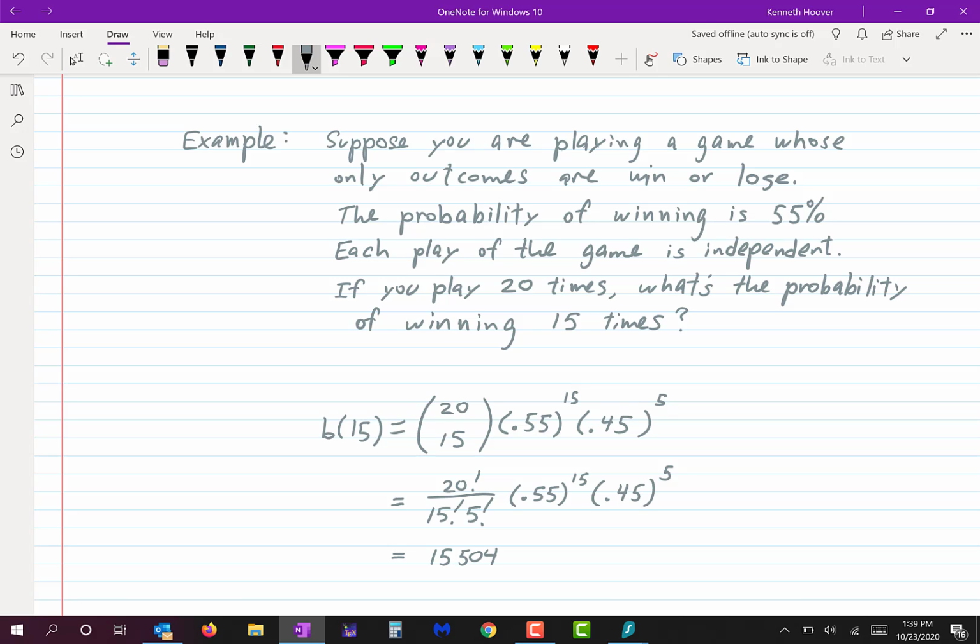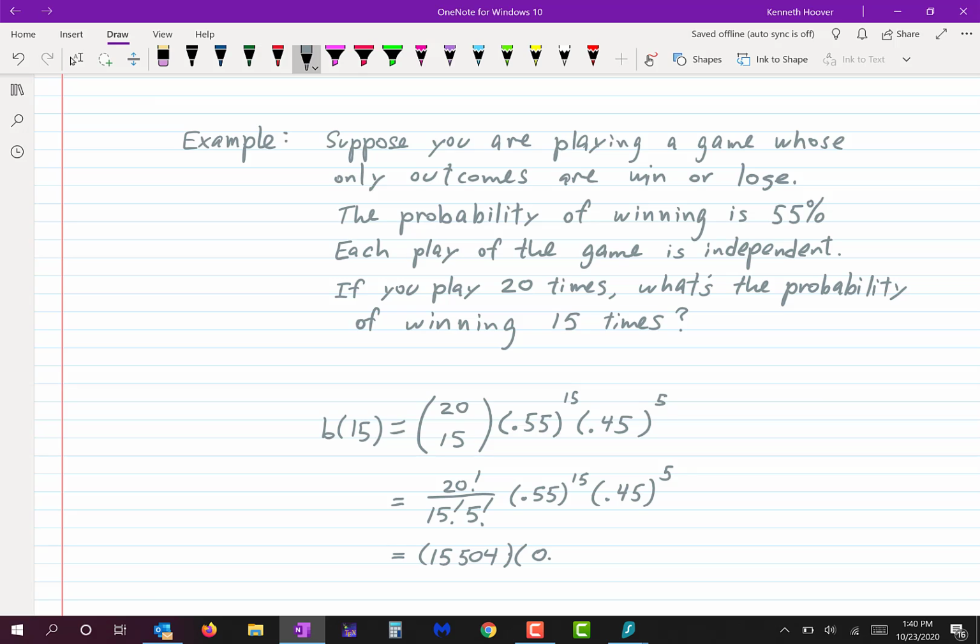15,504 times 0.55 to the power of 15. How many decimal places would I write here? I don't know, maybe let's just write 6 decimal places. Okay, here I'm going to put parentheses here for the multiplication.